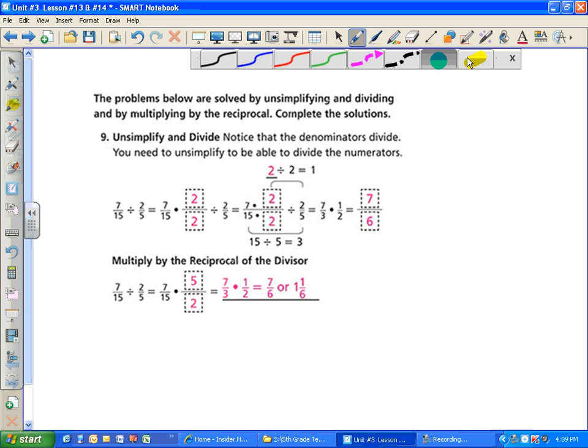You have 7 over 15 divided by 2 over 5, which is equivalent to 7 over 15 times the numerator, 2 over 2, divided by the 2/5, which is equivalent to 7 times the 2 over 2 divided by the 2/5. Okay? And then they said the 15 divided by 5 is the 3, and the 2 divided by the 2 is the 1. So then divided by 2/5 is equivalent to 7 over 3 times 1 over 2. 7 times 1 is 7. 3 times 2 is 6. Okay? So look what they did here.